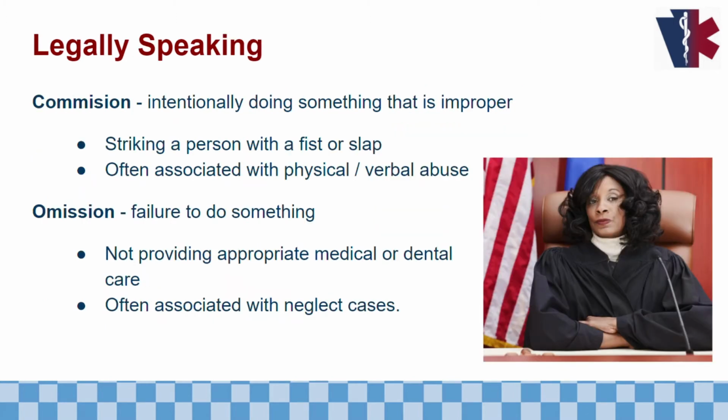Legal terms to understand when discussing abuse. Commission is intentionally doing something that is improper, such as striking somebody with a fist or slap. These are often associated with physical and verbal abuse types. Omissions are failures to do something. Examples include not providing appropriate medical or dental care, and these are often associated with neglect cases.